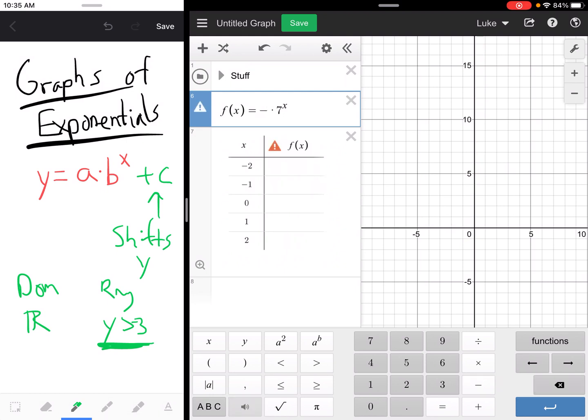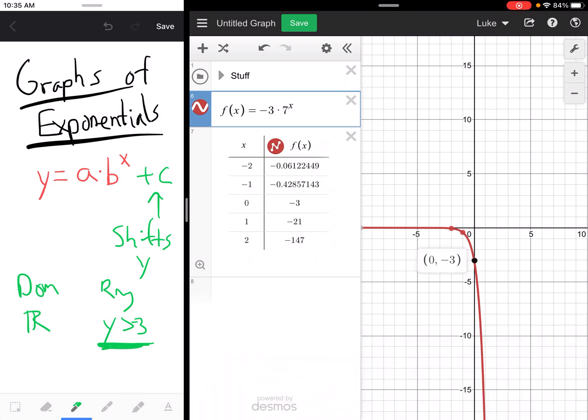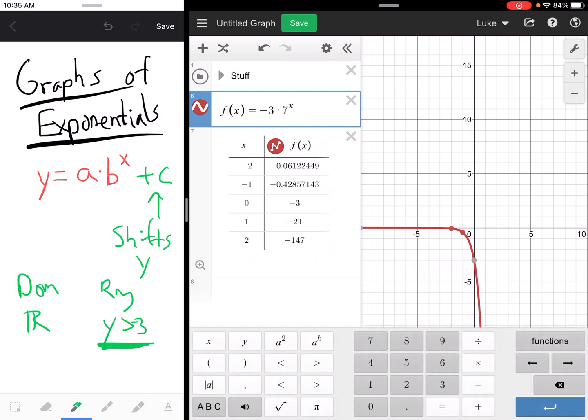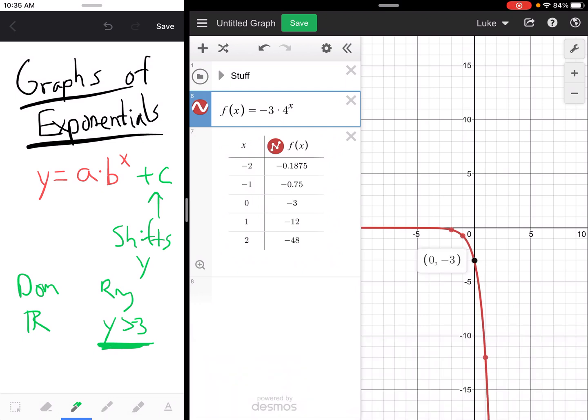Now let me change my a value. So let's make it like -3, and tap that. -3, again, I can play around with this, and I can change these. Let's make it 4. It's still at -3. So the y-intercept tells us what our a value is on there. So if you're looking at a graph, that's a good hack for figuring that out.